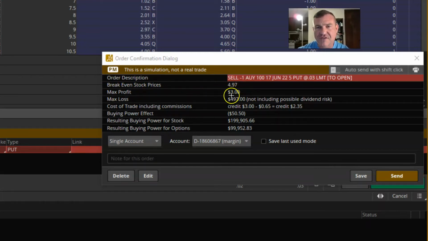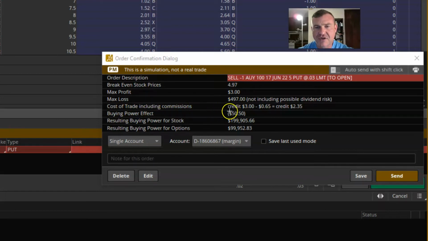Max profit tells us $3 because this is 3 cents times 100. Max loss would be our total investment of $500, but they're saying $4.97 because we got the $3 here. The only way that would happen, though, the company would have to go bankrupt or completely somehow go out of business, go all the way down to 0.